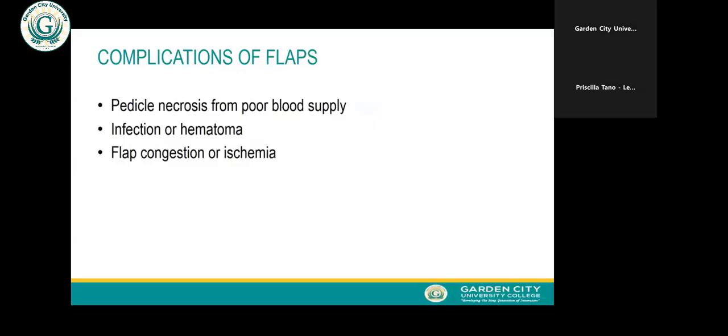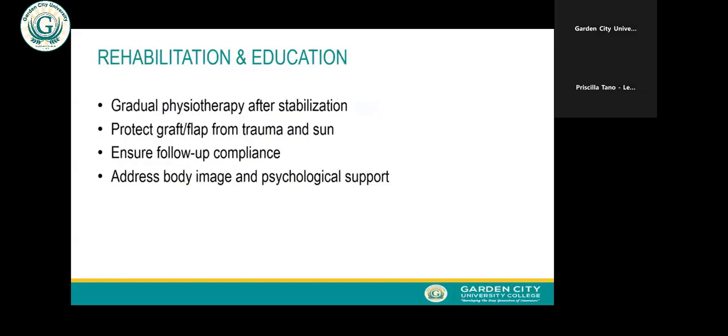Complications. You may have flap pedicle necrosis from poor blood supply, infection or hematoma, and then any flap congestion or ischemia. Do you have any questions?